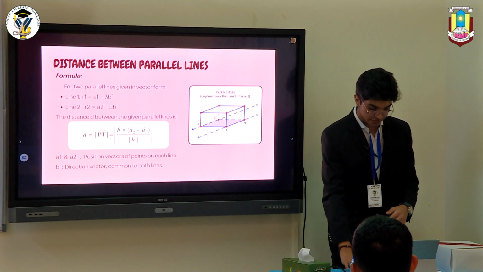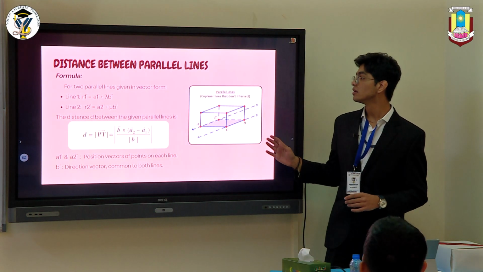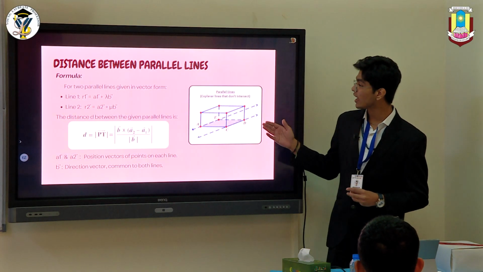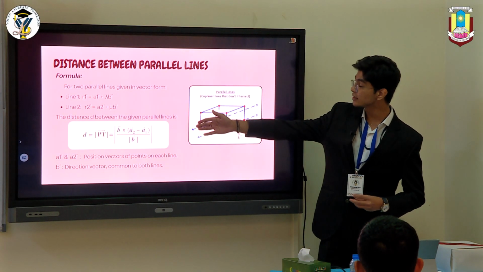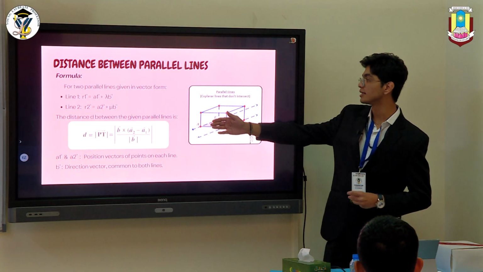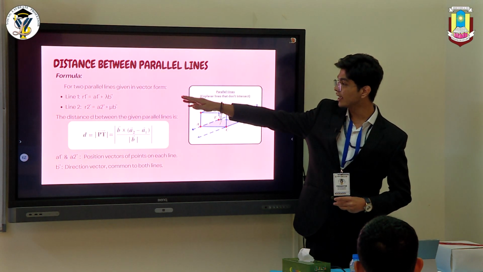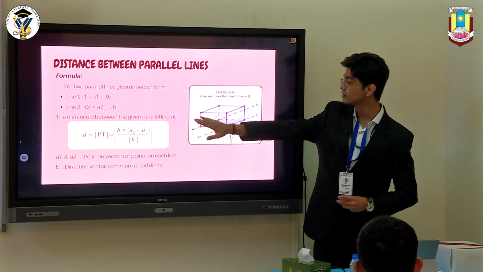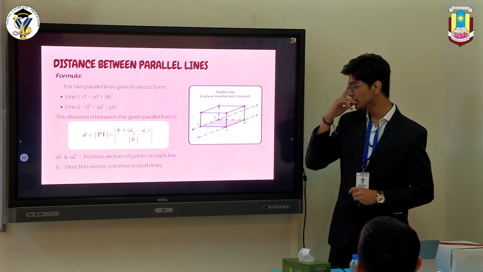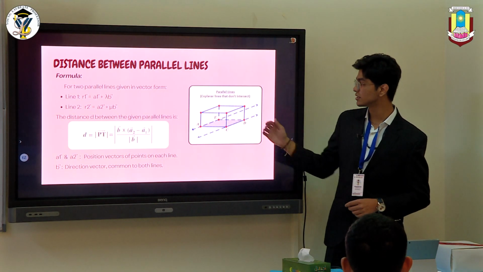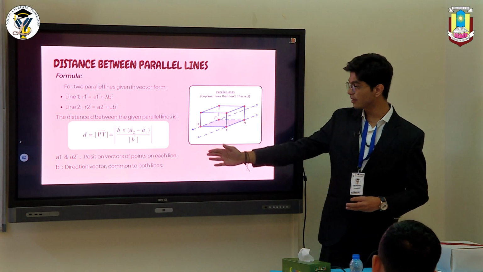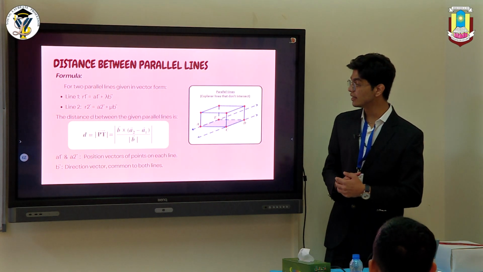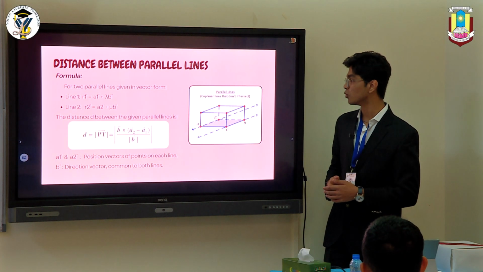Moving on to the second case, we have distance between parallel lines. So for two parallel lines that are in the same plane, we have this equation over here that is to give the distance between these parallel lines. So first we write the equation of line A, the equation of line B, and then we get the whole equation that is used to find the shortest distance between these parallel lines. Here a1 and a2 denote the position vectors of points on each line, and b denotes the direction vector common to both these lines.